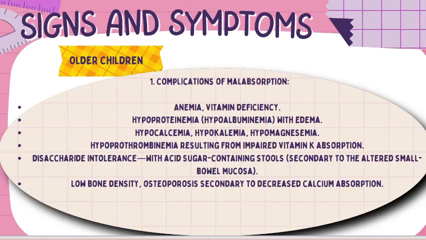Signs and symptoms of older children. First, complications of malabsorption: anemia, vitamin deficiency, hypoproteinemia, hypoalbuminemia with edema, hypocalcemia, hypokalemia, hypomagnesemia, hypoprothrombinemia resulting from impaired vitamin K absorption, disaccharide intolerance with acidic sugar-containing stools secondary to altered small bowel mucosa, low bone density, and osteoporosis secondary to decreased calcium absorption.